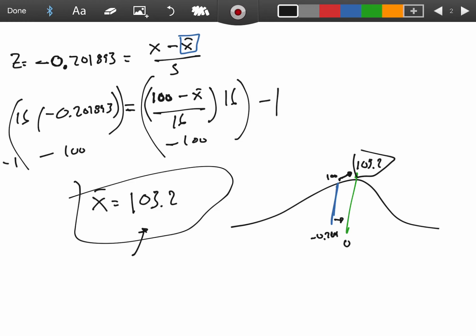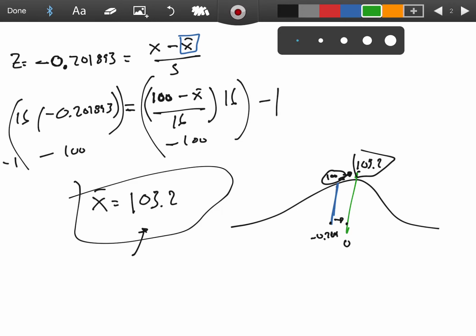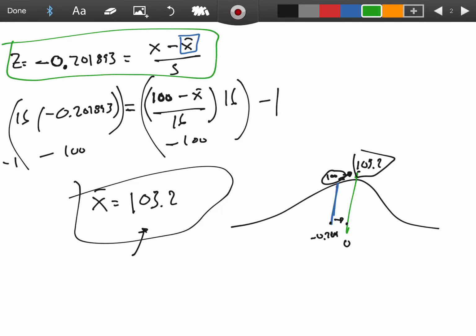Everything is telling me that I've got the right answer here, because I can see I went from 100 to just a little bit bigger. I have this z-score that's a little bit smaller as it gets closer to the mean. So this gives me a lot of confidence that I have the right answer. If we'd been looking for the standard deviation, everything would have been the same up to this point. It's just that instead of solving for the mean, I'd be solving for the standard deviation. So the algebra would be a teeny bit different, but it essentially would have been the same process.